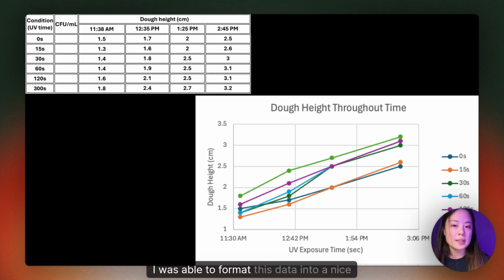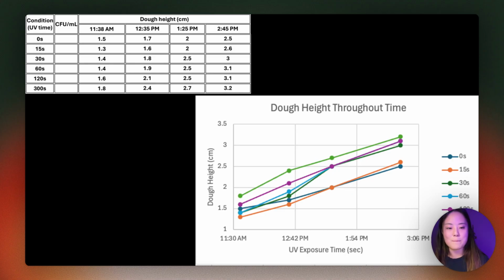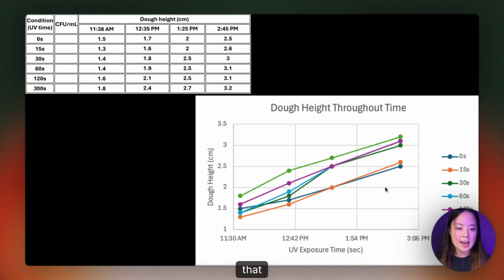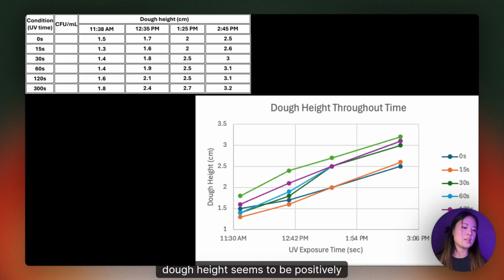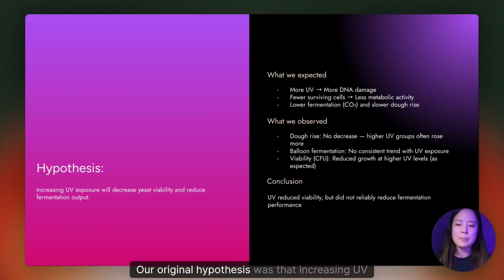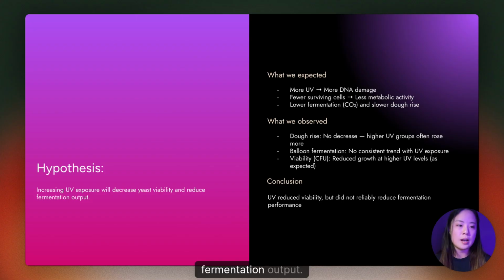I was able to format this data into a nice looking graph this time. However, the trends are really not what we totally expected, because it shows that for 0 seconds, for example, the navy blue, it shows less dough rise than the 300 seconds. In fact, it seems like dough height is positively correlated, at least in our experiment, with increasing UV exposure time. So our original hypothesis was that increasing UV exposure will decrease yeast viability and reduce fermentation output.